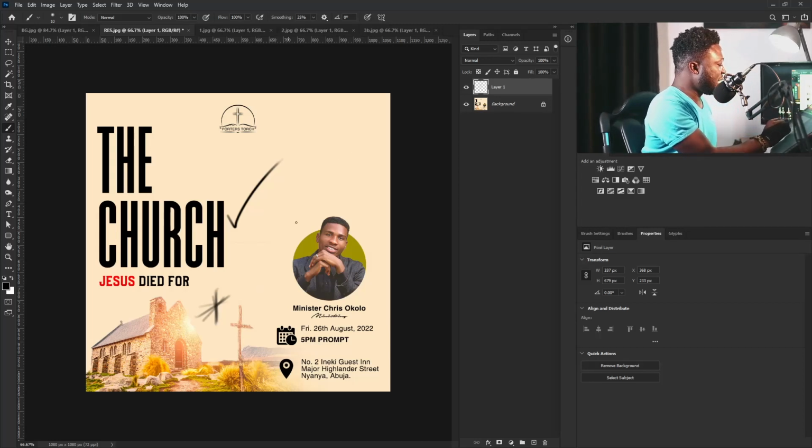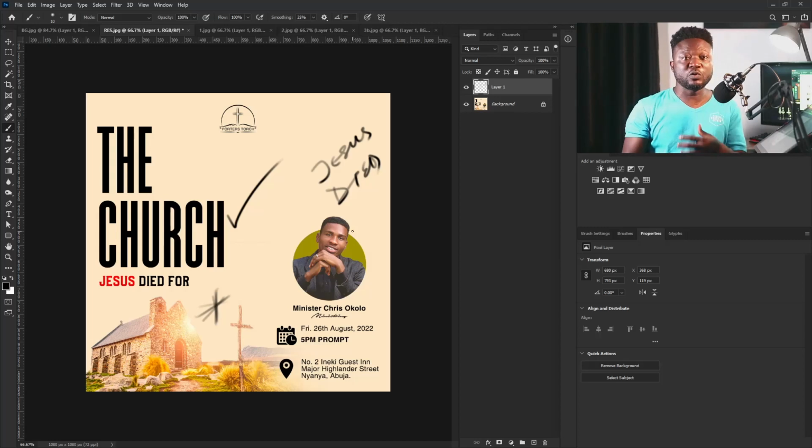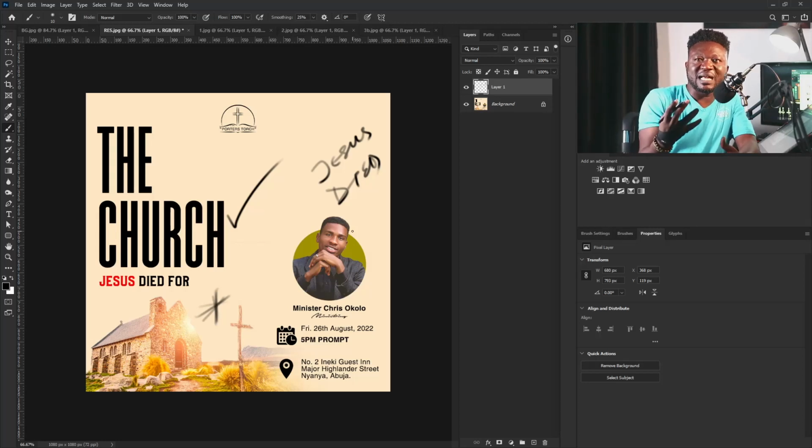So if I'm asked to work on this project, the title is saying the church Jesus died for. If I'm going to make any word bold on the project, I'll use the Jesus died for text as the bold text. All right, because whenever you are working on design projects, the phrase that carries more weight is what should be the bold caption. It should be what you use to draw people's attention to the project, and that's how you surprise the audience.